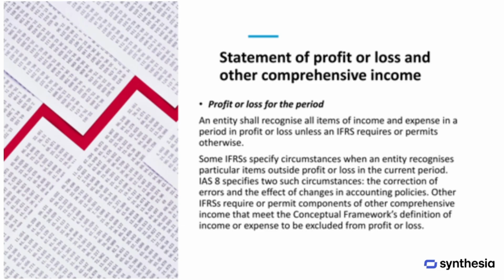An entity must recognize all items of income and expense for a period in profit or loss, unless a specific IFRS requires or permits otherwise. Some IFRSs set out situations in which an entity should recognize certain items outside profit or loss in the current period. For example, IAS 8 specifies two such situations: the correction of errors and the effect of changes in accounting policies. Additionally, other IFRSs may require or allow components of other comprehensive income, which meet the conceptual framework's definition of income or expense, to be excluded from profit or loss.